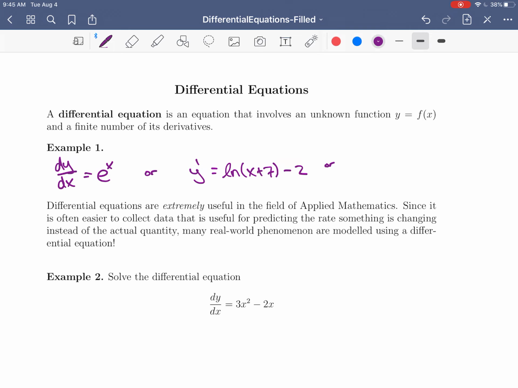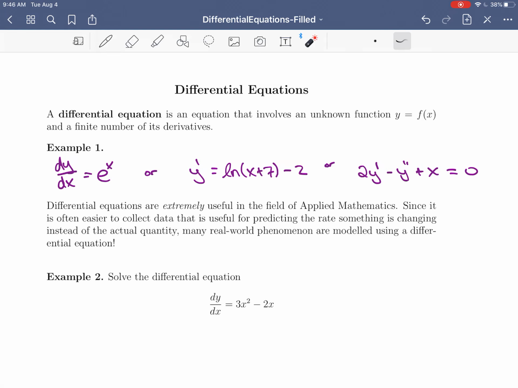You could have something more complicated. So maybe 2y prime minus y double prime plus x equals 0. We're not going to solve ones like this, but here we have a first derivative and a second derivative. So you can have any number of derivatives involved. So that's what a differential equation looks like.